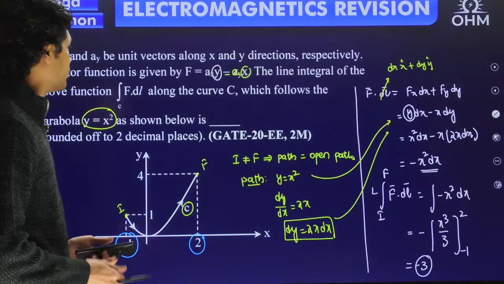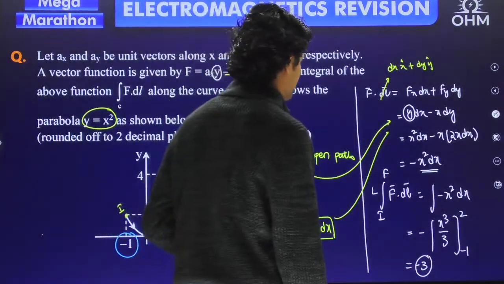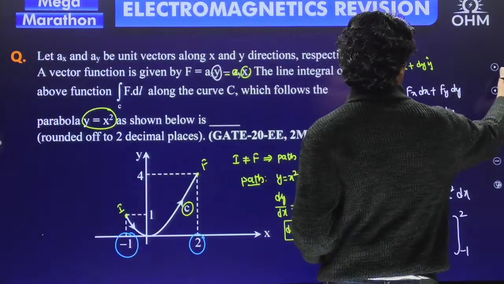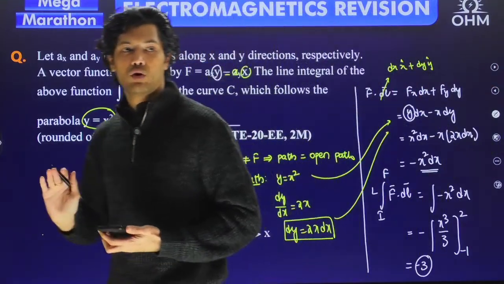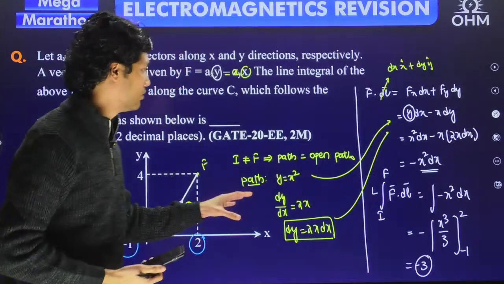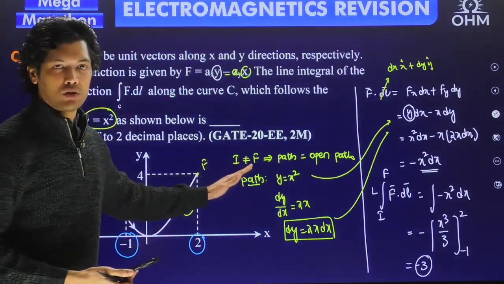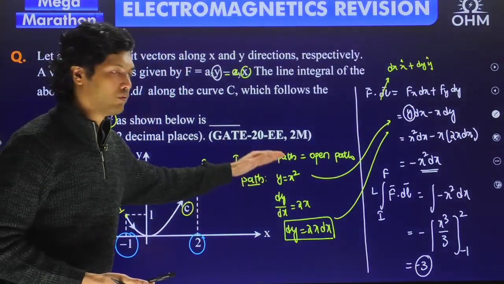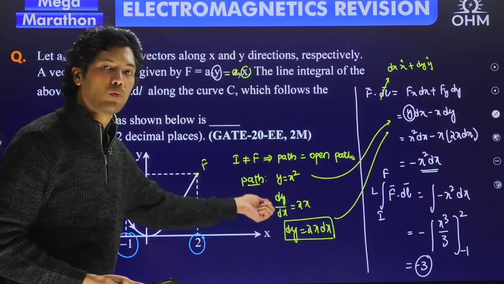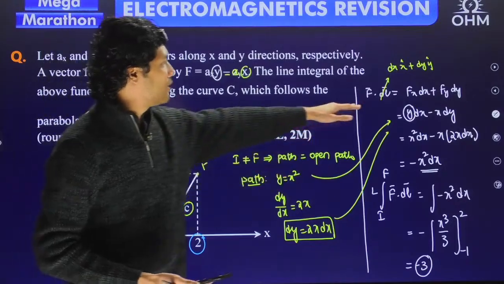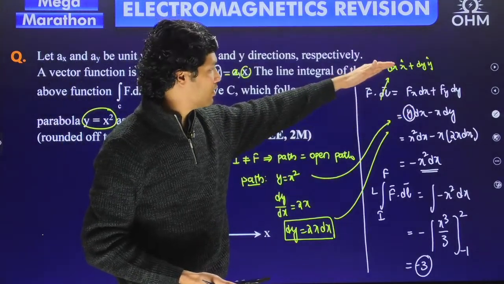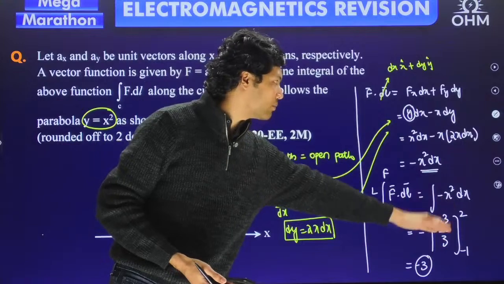Yeah. So let's go for the next question. But notice this is a question of open path integration. In open path integration, this is the procedure. From equation of path, write everything in terms of one single variable. I'm writing y in terms of x here, dy in terms of again x here, and then I'm taking f dot dl and converting that f dot dl into one single variable. Okay, that's what we have done.